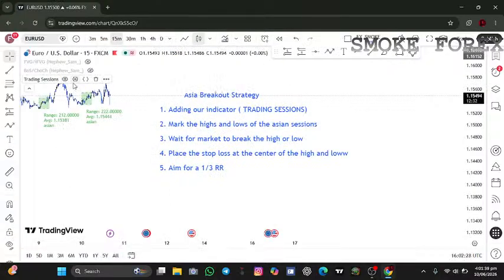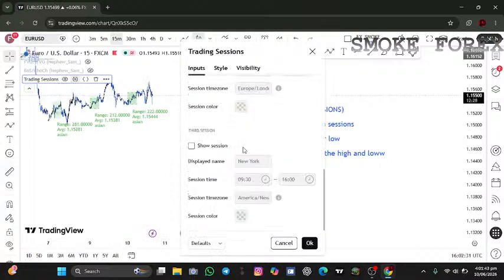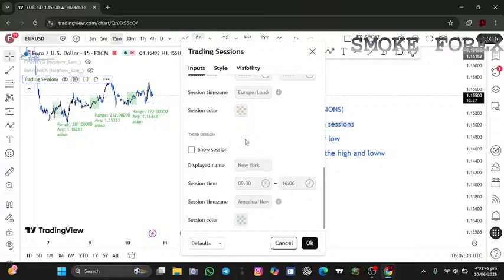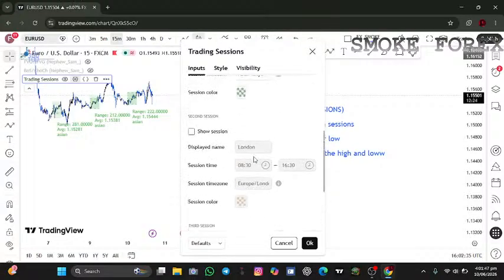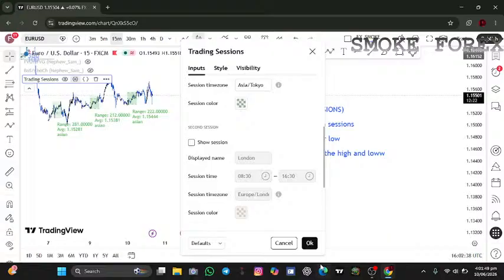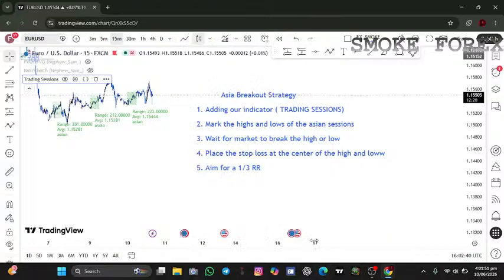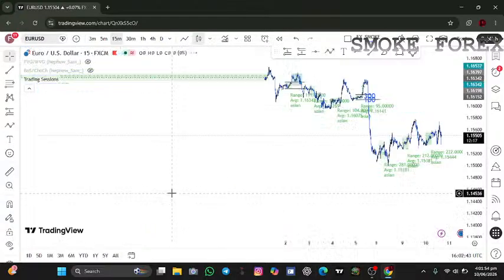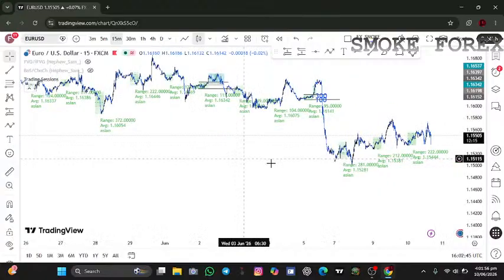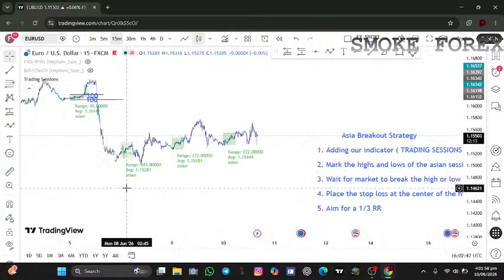You head to settings. You are going to turn off the New York session. I'm going to turn off the London session. We only need the Asian session. So it's going to be marked on the chart like this. It's going to show the Asian high and low.